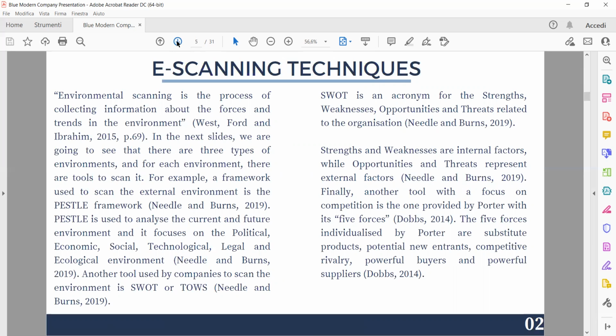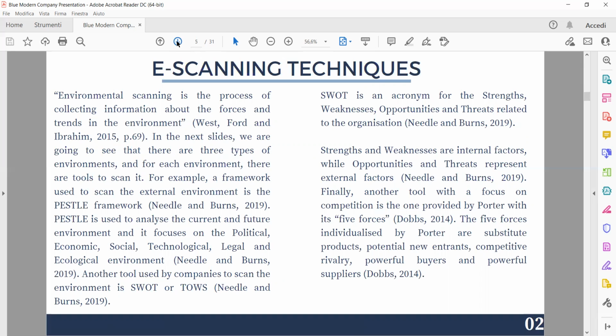PESTLE is used to analyze the current and future environment, and it focuses on the political, economic, social, technological, legal, and ecological environment. Another tool used by companies to scan the environment is SWOT, and it's an acronym for strengths, weaknesses, opportunities, and threats related to the organization. Strengths and weaknesses refer to the internal factors, while opportunities and threats refer to the external factors.